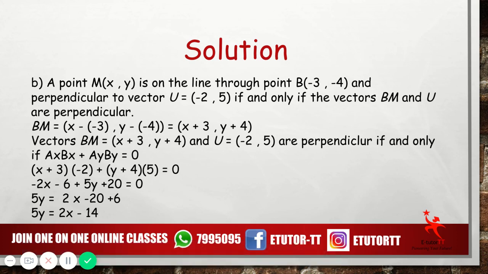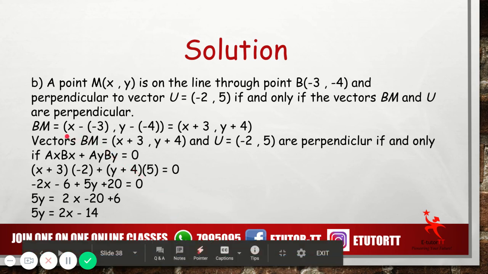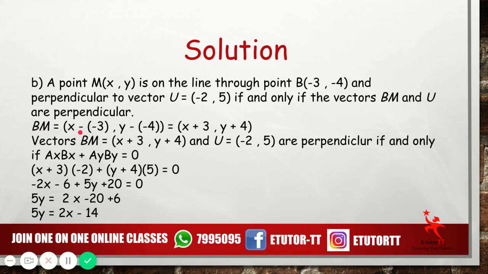And for B, now we have a point M, xy, on the line through point B, negative 3, negative 4, and perpendicular to vector u, which is equal to negative 2, 5. If and only if the vectors bm and u are perpendicular, bm equals, so that's going to be the second vector, which is m minus the first vector of b. So you get x minus minus 3 and y minus minus 4. And minus by minus is a positive. So we get x plus 3, y plus 4.